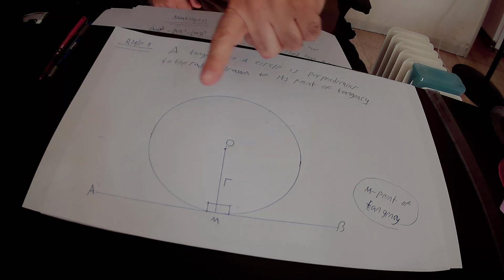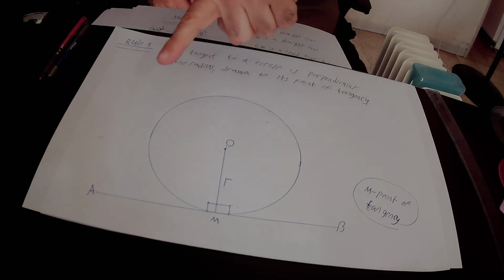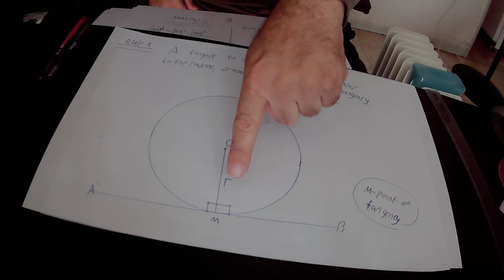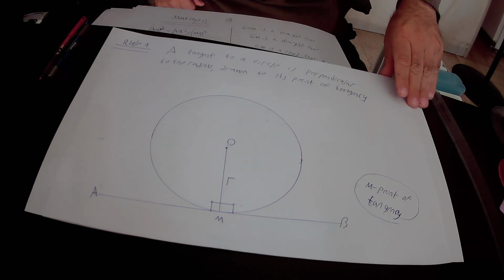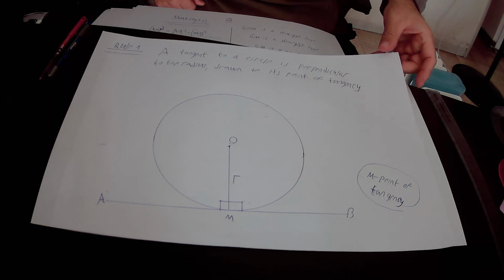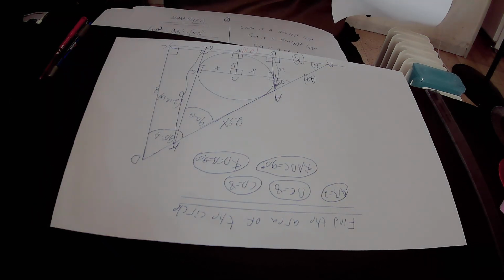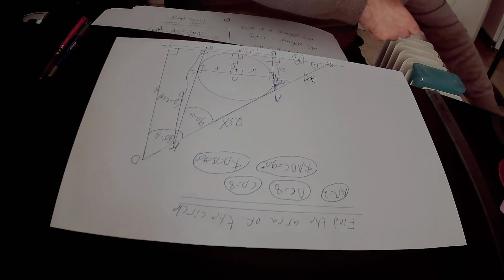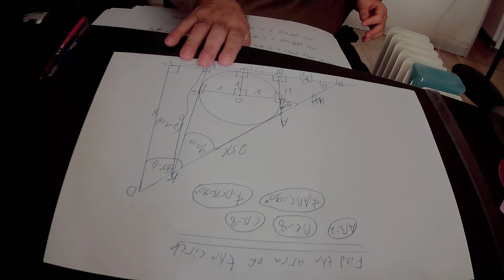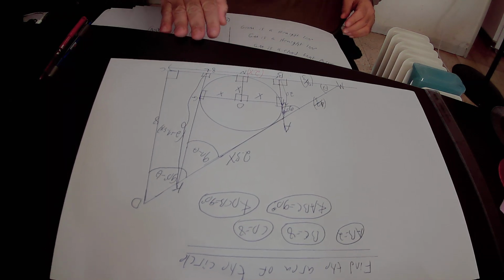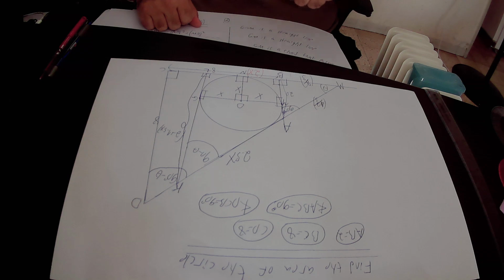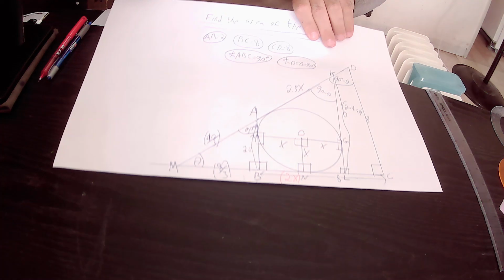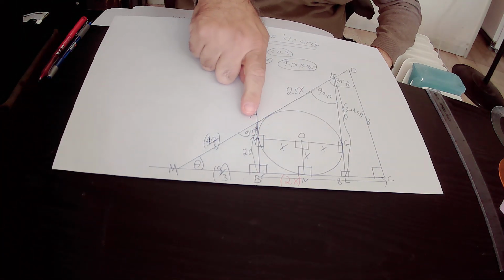Therefore, tangent AB will be perpendicular to OM. So if AB is perpendicular to OM, it means that this angle equals 90 degrees and this angle equals 90 degrees according to rule number 1. Implemented rule number 1 in our drawing. AB is tangent to this circle at point M.